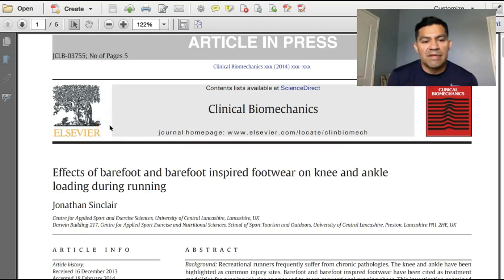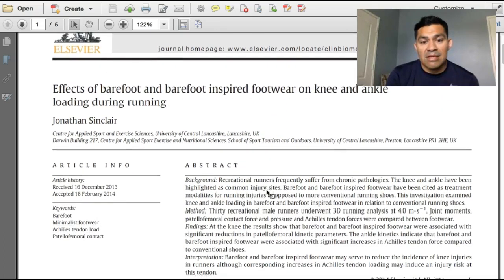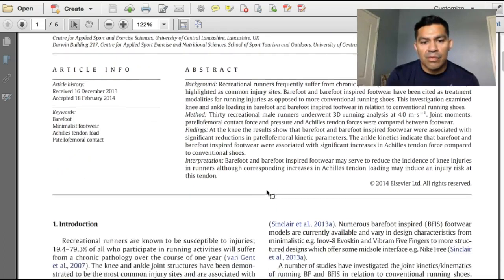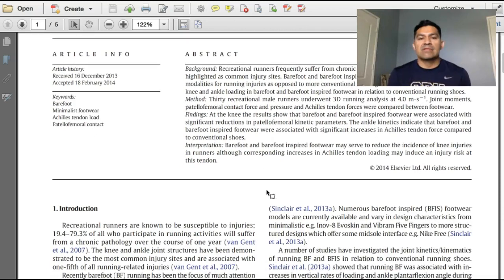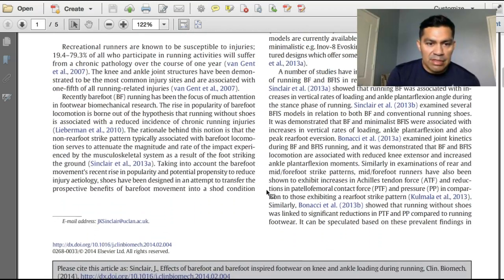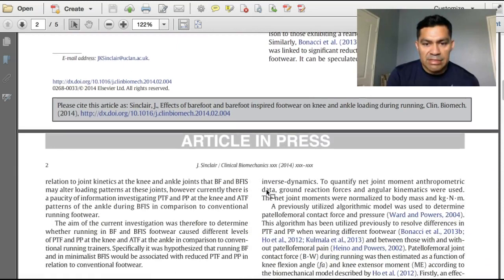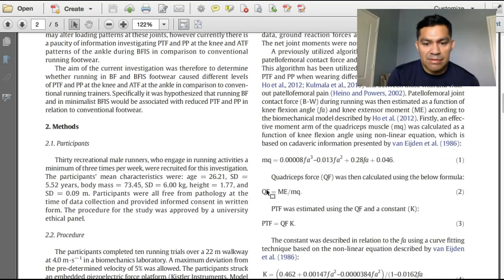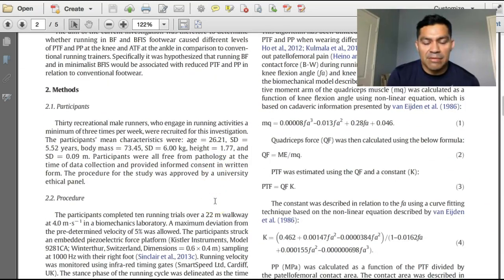The article is called Effects of Barefoot and Barefoot-Inspired Footwear on Knee and Ankle Loading During Running. So depending on how much background you have on reading research articles, this may or may not be an easy read. Compared to some more advanced studies, this one is not too bad. Some of the vocabulary, the technical terms may be a little bit difficult to understand if you haven't really read research in a while or you haven't really done it ever.